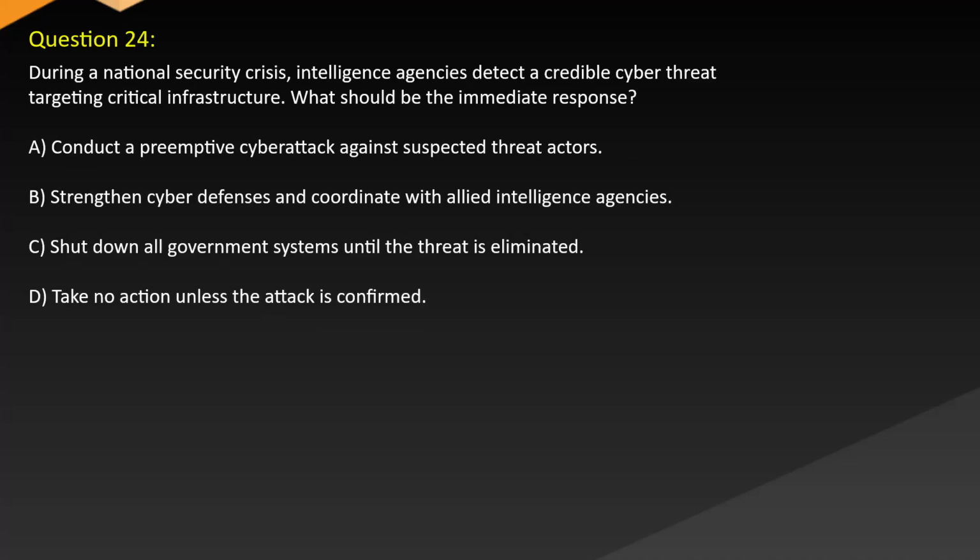Question 24. During a national security crisis, intelligence agencies detect a credible cyber threat targeting critical infrastructure. What should be the immediate response? A. Conduct a preemptive cyber attack against suspected threat actors. B. Strengthen cyber defenses and coordinate with allied intelligence agencies.